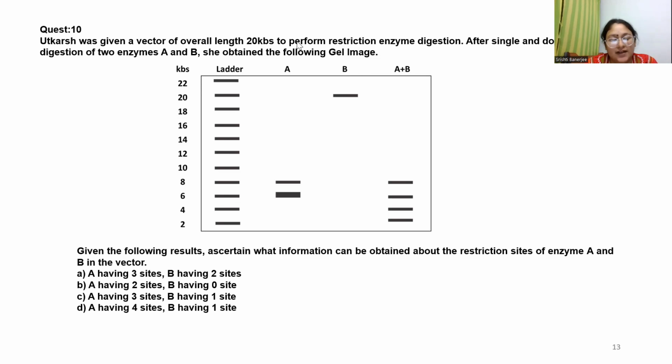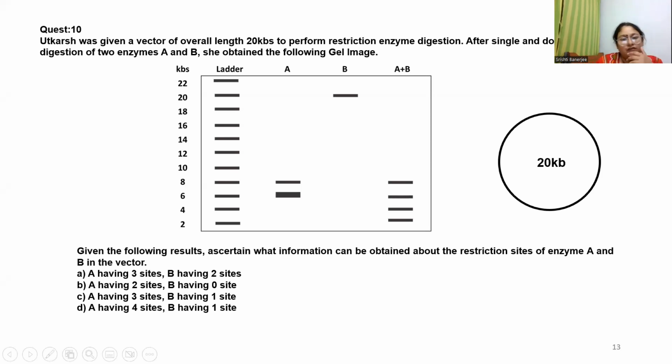B for sure is one, okay, but A and B gives four. A might have two fragments with the same size. A has two fragments, very good. So now let's try to solve it. So this was your 20 kb fragment. Now from the gel, you see that B has one fragment, so it will cut it here.